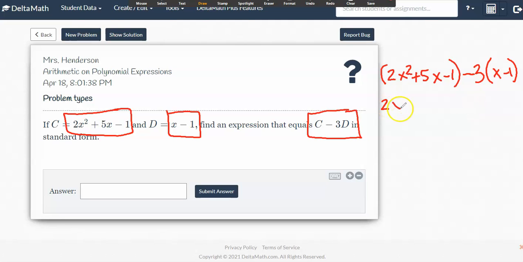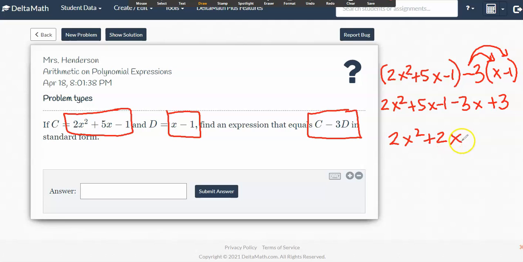There's no math to do here in the first polynomial, so I'm going to remove the parentheses. But I am going to distribute this minus 3 to both of those terms, giving me a minus 3x and a plus 3. Be careful with your sign right here. Combine like terms. And then type it into this answer section down here.